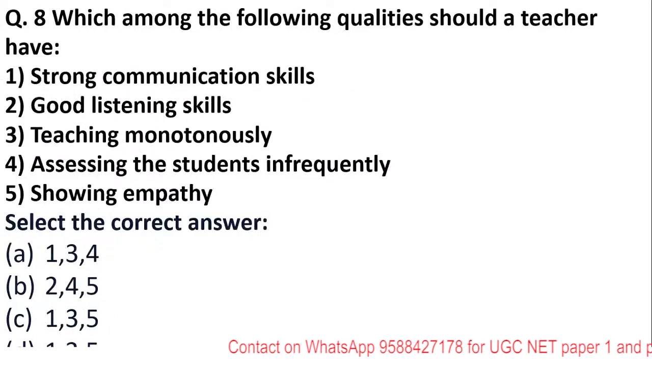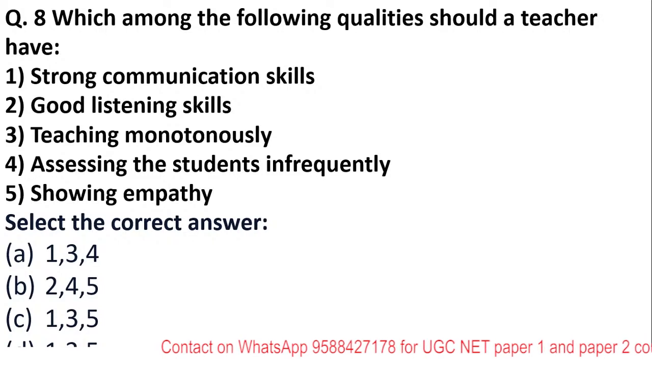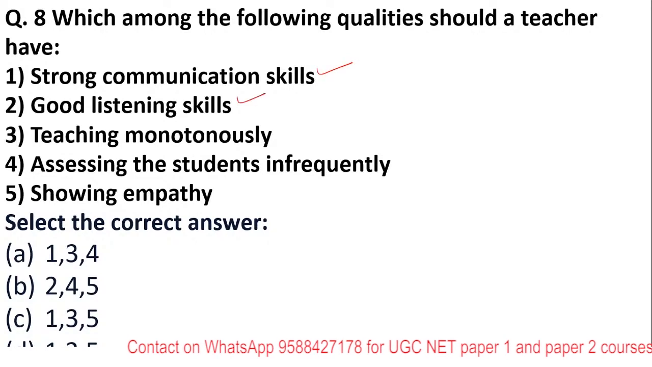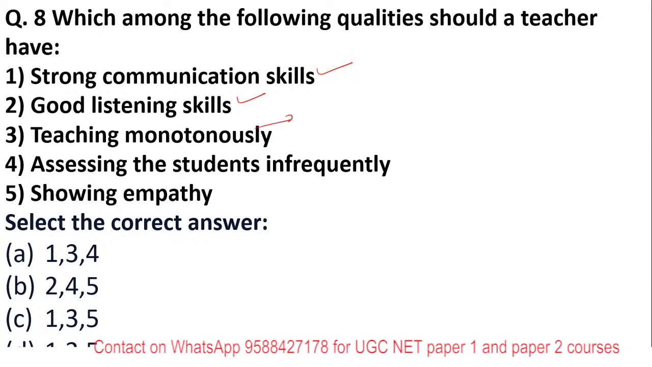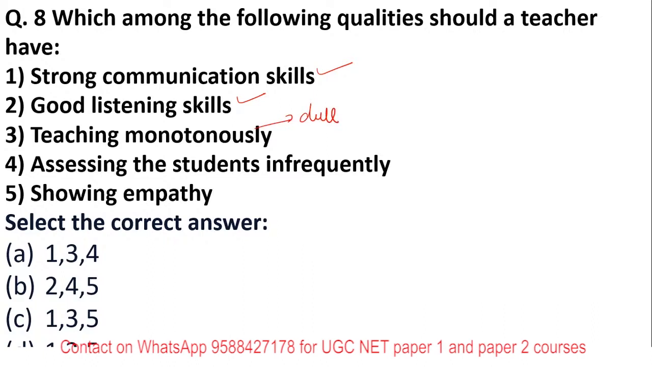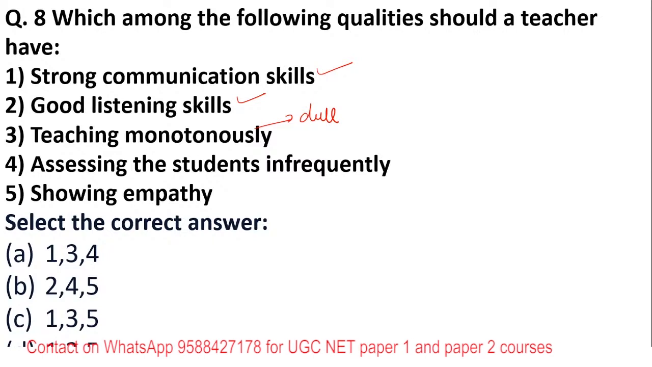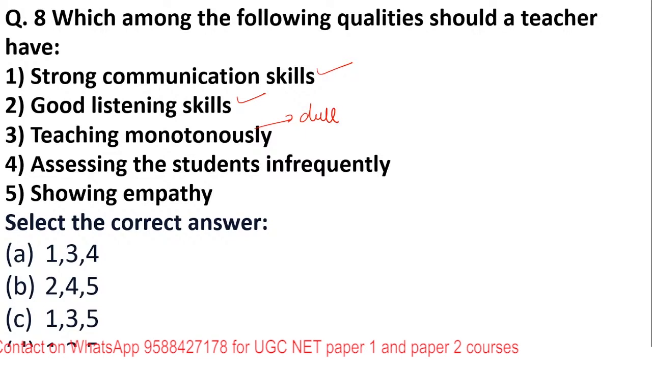Which among the following qualities should a teacher have? Strong communication skills, good listening skills. Yes, a teacher should have good communication skills and good listening skills as well. Teaching monotonously. Students, monotonously means dull or boring. That is the meaning of monotonous. So, do you think the teaching should be monotonous? No, definitely not. A teacher should teach in an interesting way.